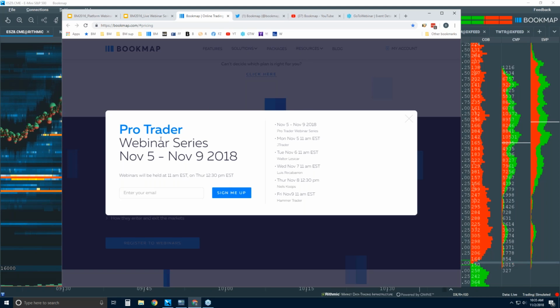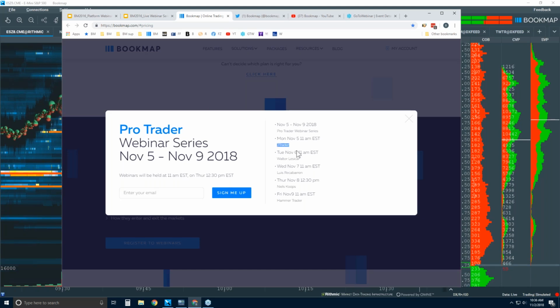They're going to be looking at a variety of different things. For example, on Monday we have Jay Trader. He is an equities trader, and he's going to be talking about large caps. On Tuesday we have Walter. He is a futures trader. So is Luis, and Niels Koops on Thursday. These are all excellent traders. And on Friday, we have Hammer Trader, who is looking at small caps, a very interesting method that he is using. So that's the lineup.